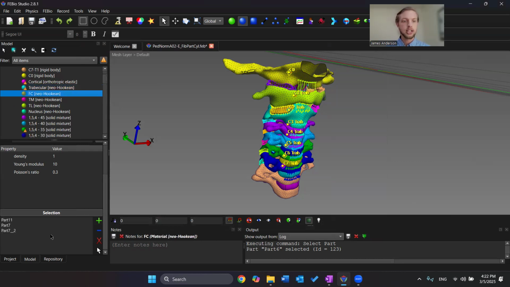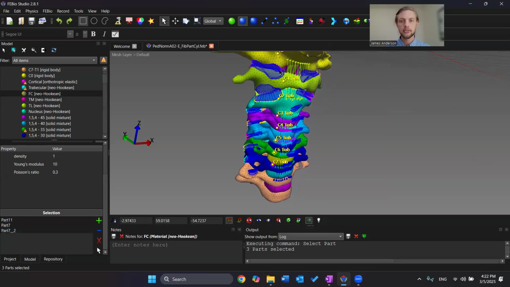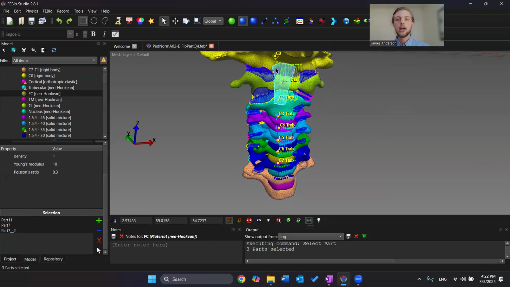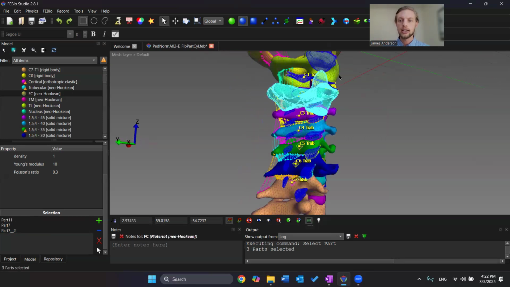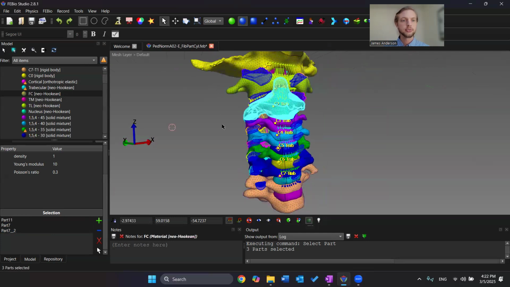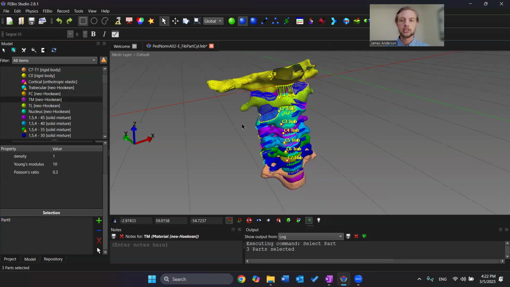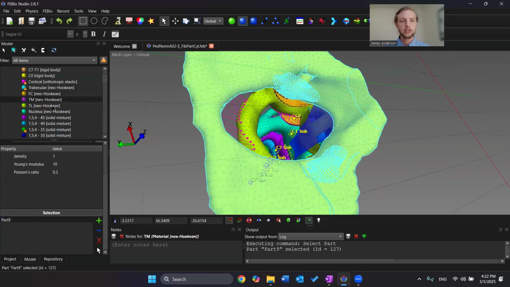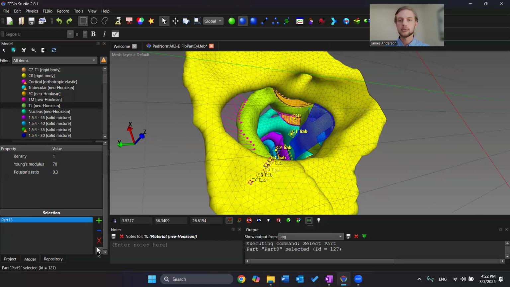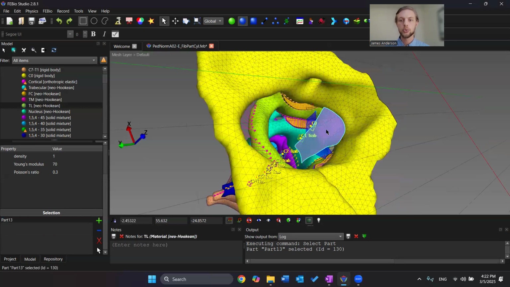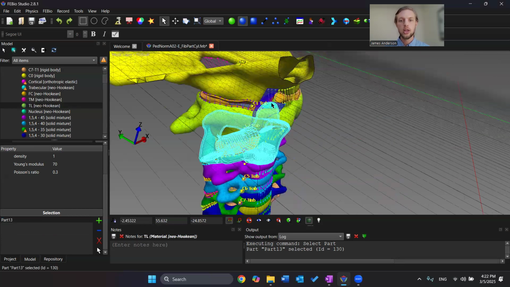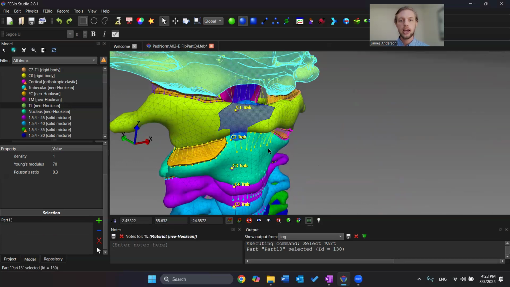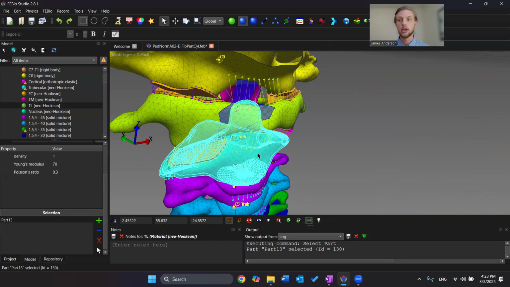This FC represents the facet cartilage. I'm going to highlight these and then click this arrow, and so we can see the facet cartilage is on both sides and at every joint level. The TM stands for the transverse membrane up here at the top. The TL is the transverse ligament. Those work in tandem to hold the base of the skull and the rest of the cervical spine all together.